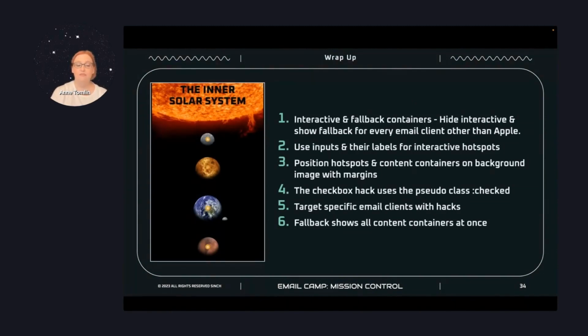We've learned that interactive hotspots work in the big three: Apple Mail, iOS Mail, and Outlook for Mac, and that every other email client gets a fallback. We know that hotspots are created with inputs and their labels, and that positioning hotspots and the content containers takes margins and a lot of patience. We learned how the checkbox hack works with the checked pseudo class, and how to use hacks to target each email client individually. Lastly, we learned how to provide a fallback for email clients that don't support the interactive elements.